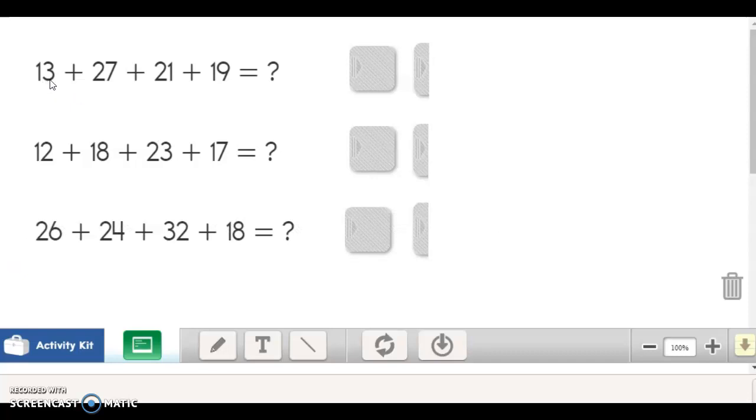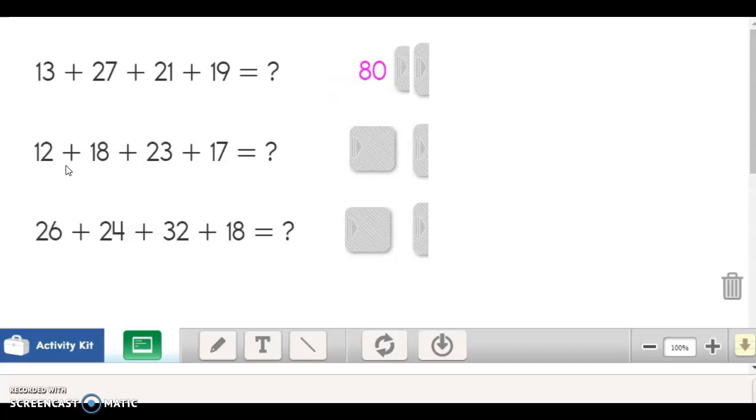I see 7 and 3. That's a combination of 10. I see a 1 and a 9. That's a combination of 10. Now let's look at the tens places, because right now in the ones places, I've got 20. In the tens places, there's a 10 and 13. That's 30. 2 tens and 27, that's 50. 2 tens and 21, that's 70. And a 10 and 19, that is 80.